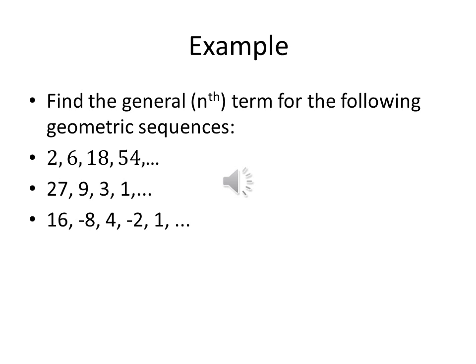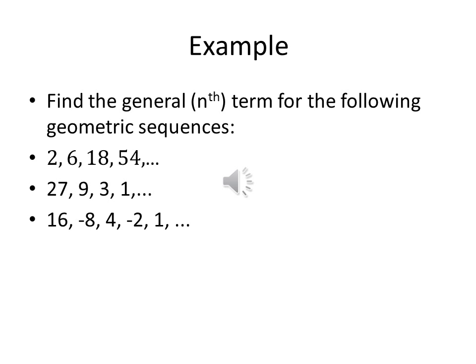An equals a1 r to the power n minus 1. What's a1 here? It equals 2. What's r? If we divide 6 over 2, it equals 3. 18 over 6 equals 3. 54 over 18 equals 3. So an equals 2 times 3 to the power n minus 1. The general term here: an equals 2 times 3 to the power n minus 1.